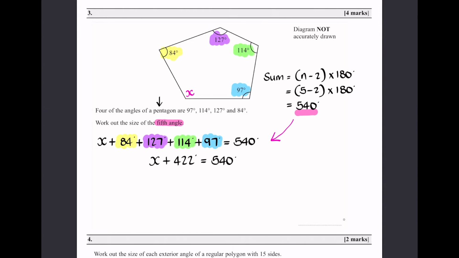So to get the x alone, I would take the 422 across, so I'd have x equal to 540 degrees minus 422 degrees. So therefore, x would be equal to 118 degrees.